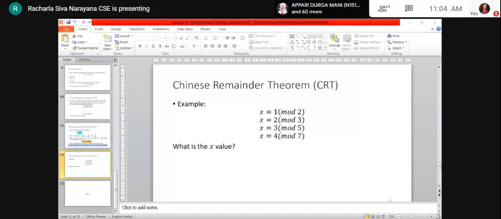Do you have any doubts? Today in this session, we discussed prime numbers, Fermat's theorem, Euler's theorem, and Euler's totient function. After that, the Chinese remainder theorem.